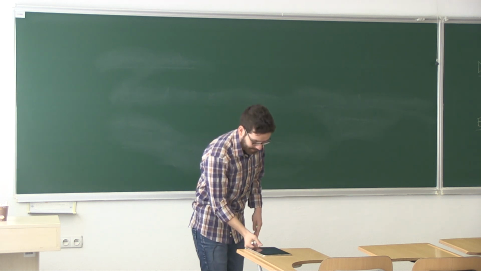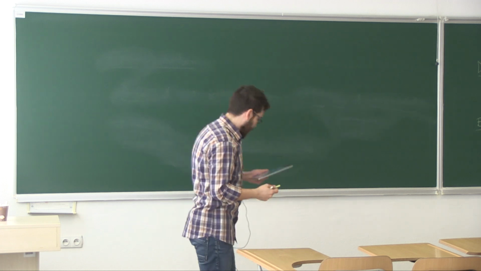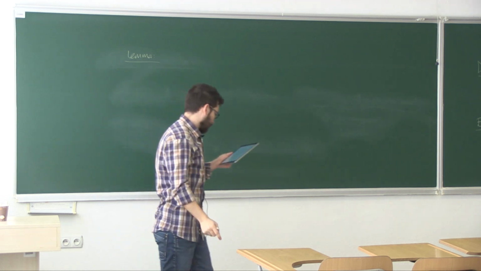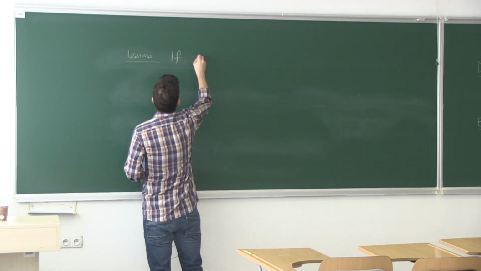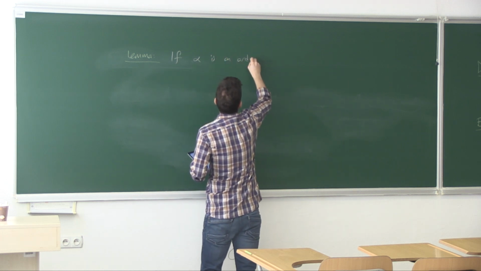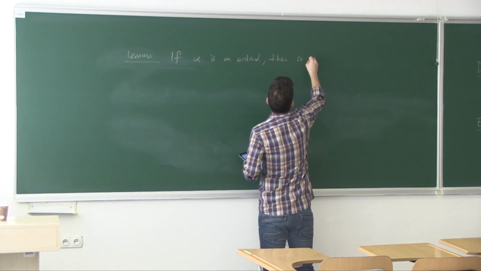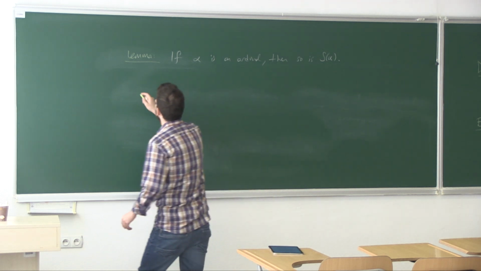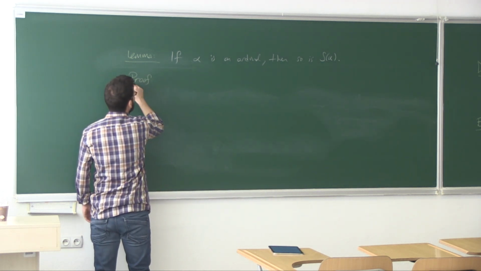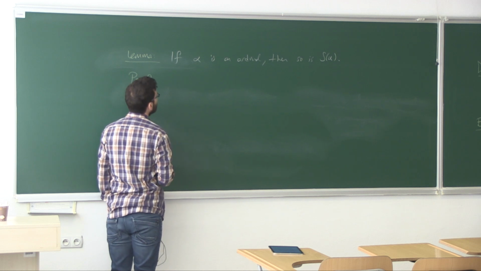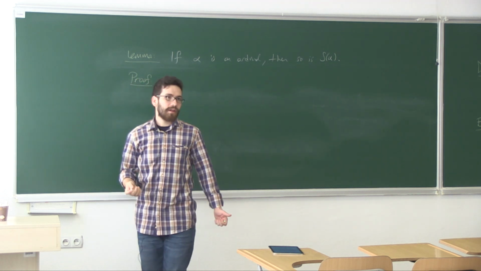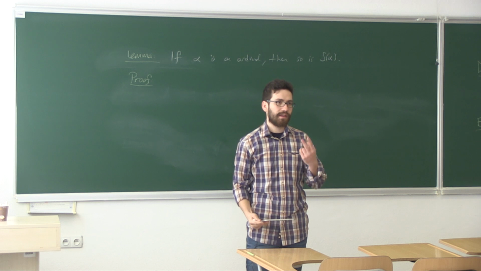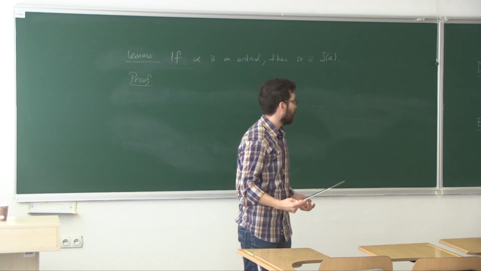So now let's start with this lemma. If alpha is an ordinal, then so is successor of alpha. Okay, so what do I need to show to say that something is an ordinal? I need to show two things: that it is transitive and is strictly well-ordered by the membership relation.